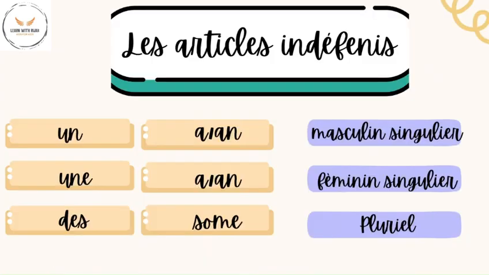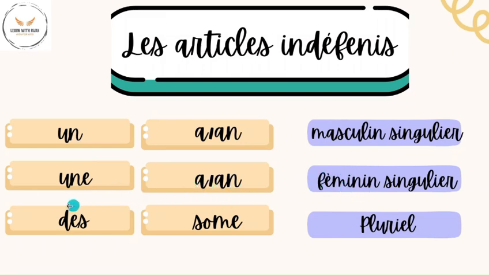So let's begin. Les articles indéfinis, that is the indefinite articles. The indefinite articles un and une are used to tell us the gender of the noun. They are translated as a or an and they are used for singular nouns. Un is used for masculine singular and une is used for feminine singular.